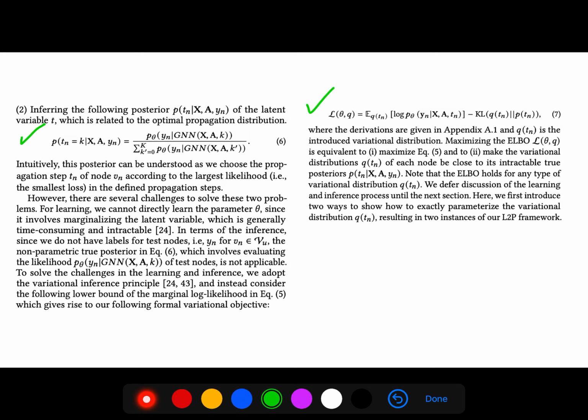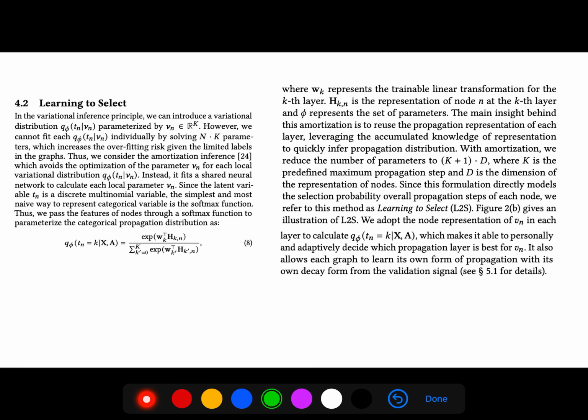Maximizing the ELBO is equivalent to maximizing equation 5. And we make a variational distribution, which is Q. This one is the approximation of the true distribution. Now, learning to select. In the variational inference principle, we can introduce a variational distribution.